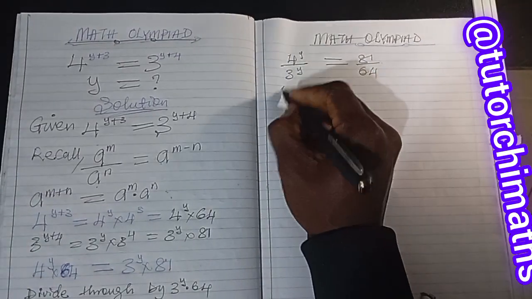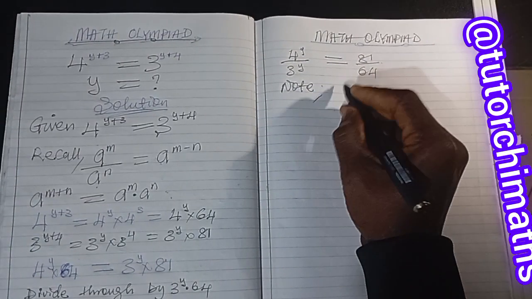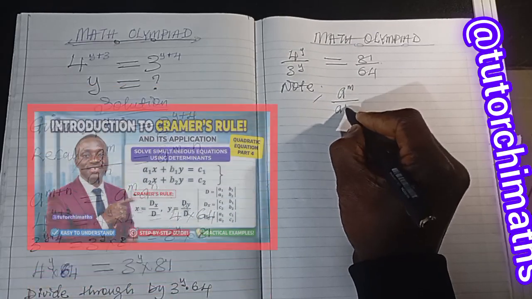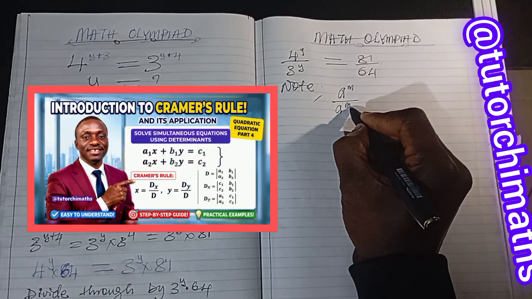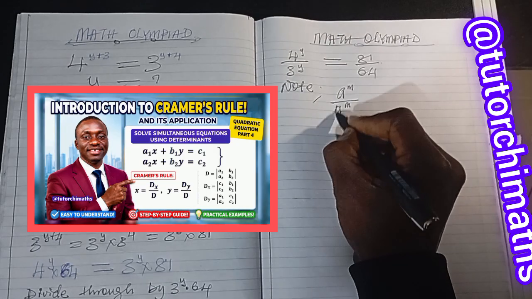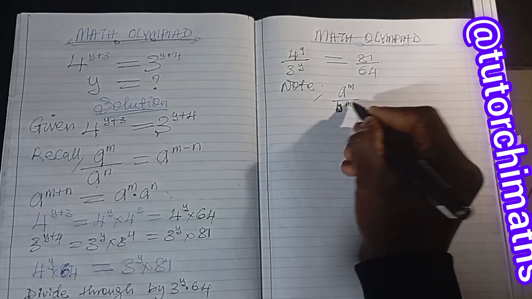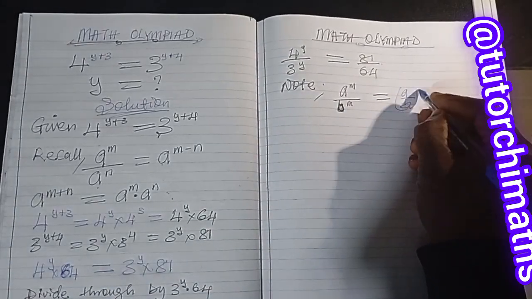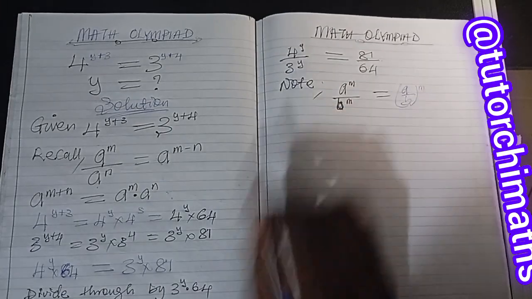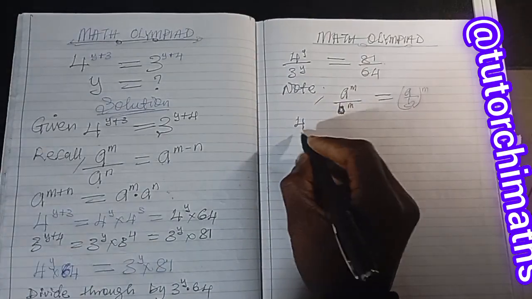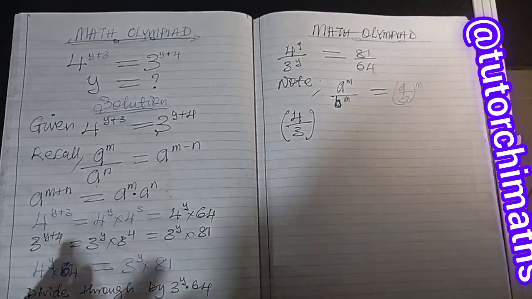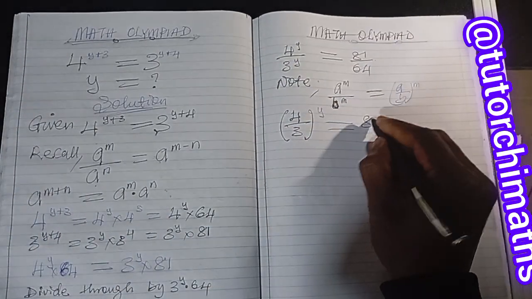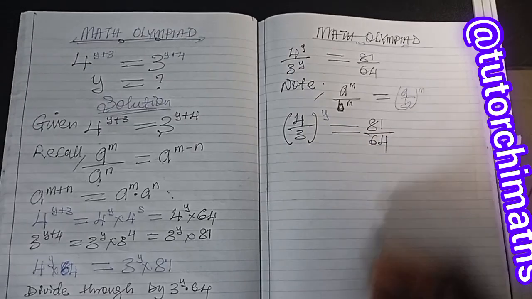Now, note from indices that a raised to power m divided by b raised to power m is equivalent to a divided by b all raised to power m. Good. So let's apply it here. We can have 4 over 3 all raised to power y is equal to 81 divided by 64. Right.